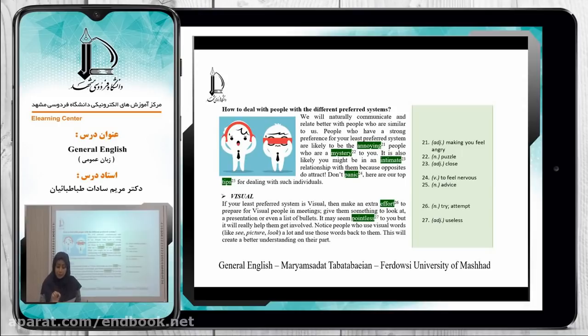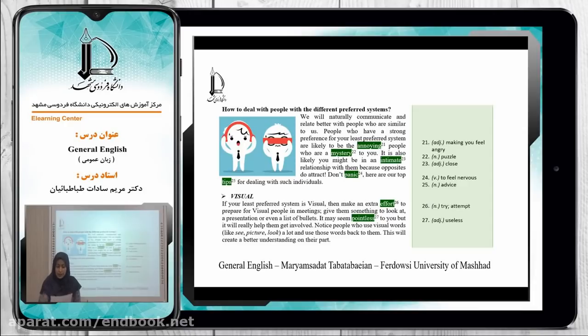But people who have a strong preference for your least preferred system. What is the meaning of least preferred system? Yes, it means the system you do not use at all, or you cannot learn anything through it. For example, I might be a visual, but if others talk to me, I will not understand anything by hearing only. I would like to look at things. I don't like hearing things only. That gives me no information. That is my least preferred system. I don't like it at all.